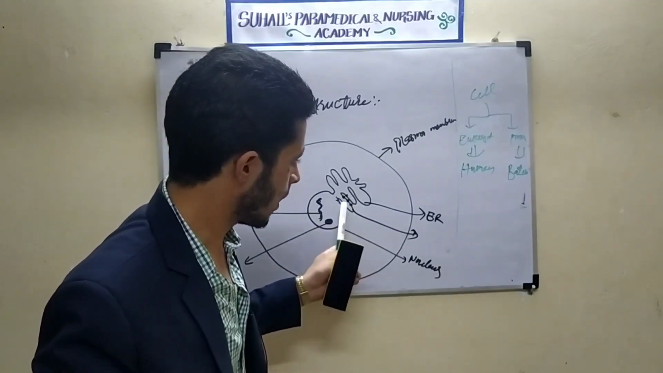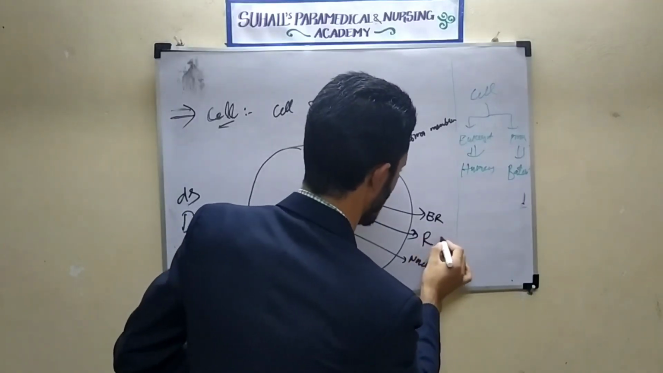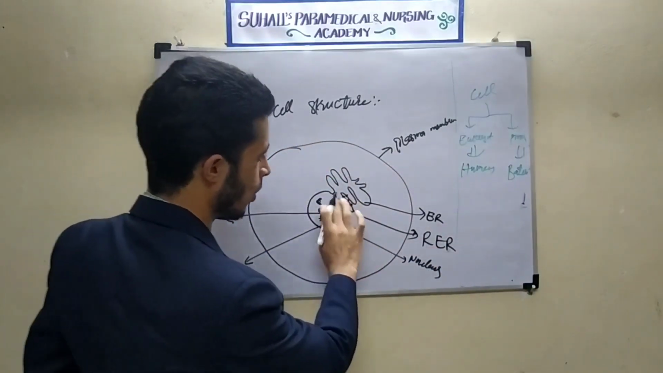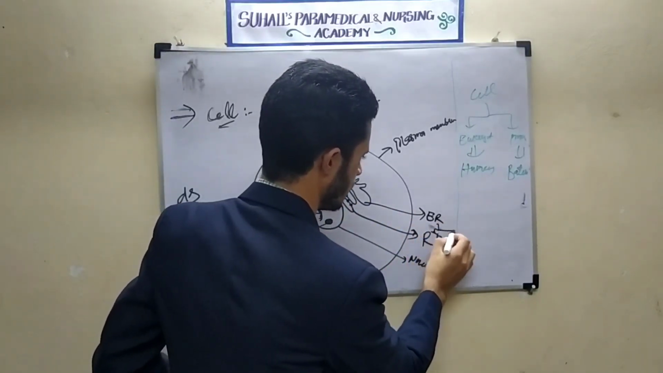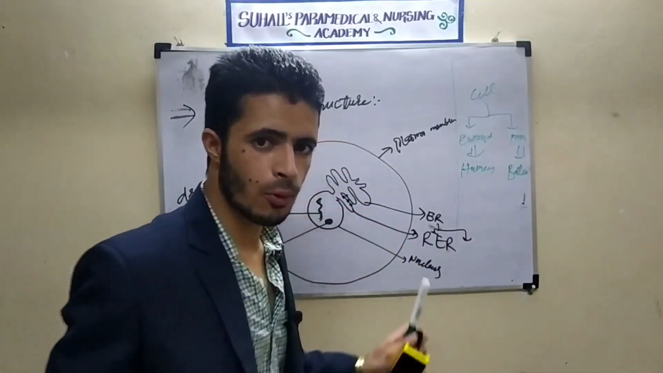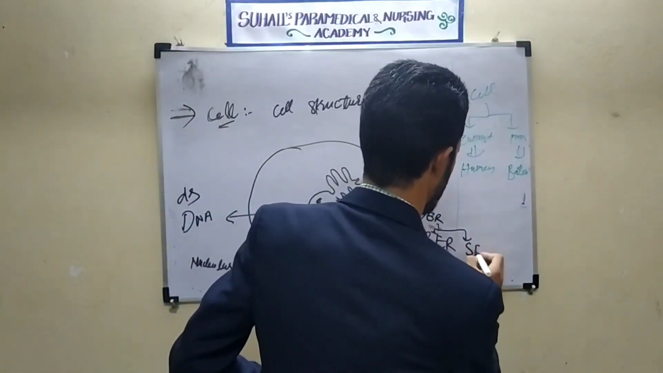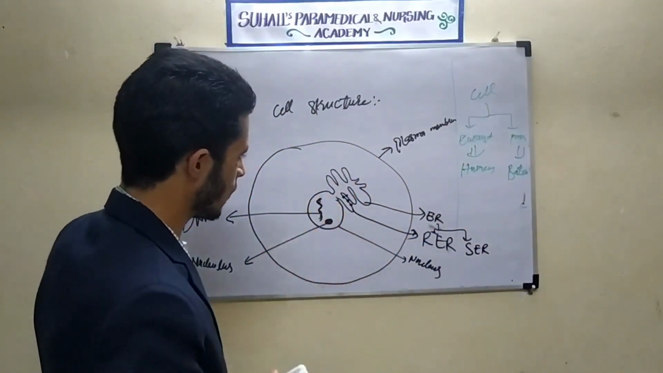Then this rough structure is called rough endoplasmic reticulum, RER. And if there is no presence of ribophorin proteins, first and second, then this will be called smooth endoplasmic reticulum. So this was about the structure.